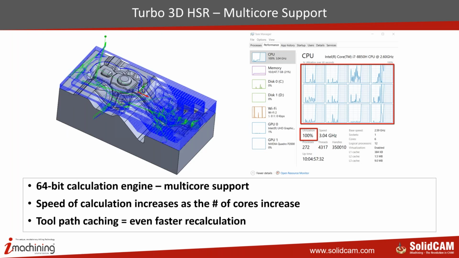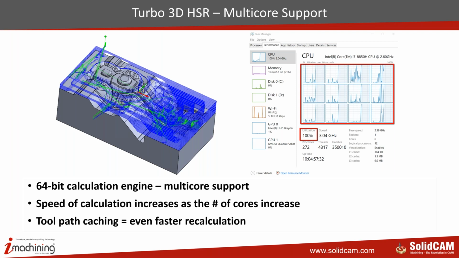As I mentioned, this Turbo 3D HSR is built on a 64-bit engine. It also supports multiple cores, so your speed of calculation increases as the number of cores increases. If you generate the same toolpath on a system with 6 cores or 8 cores, the speed of calculation will vary depending on the number of cores. It takes into consideration 100% utilization of all the cores available in your system.